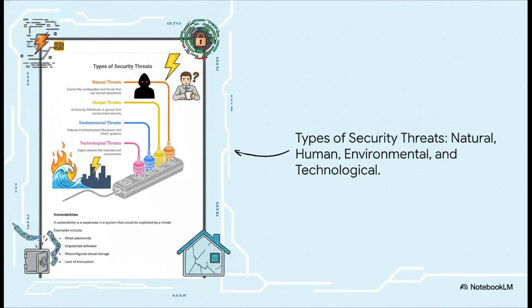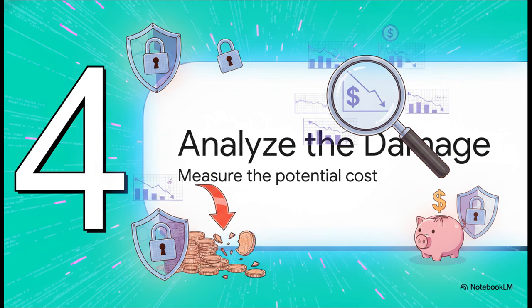They can be environmental, like a simple power outage. And of course, you've got the technological threats we always hear about, like malware and ransomware. So, we've identified our assets, we've found their weaknesses, and we know what threats are lurking. Now we get to the analysis phase.